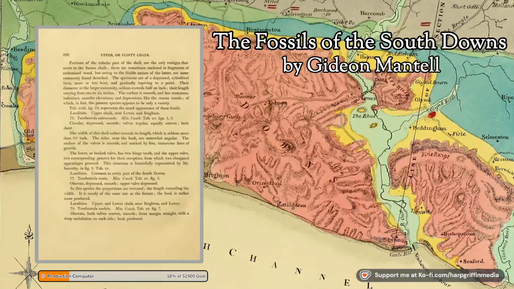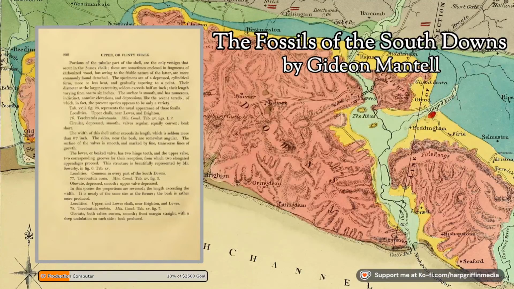77. Terebratula ovata, Mineral Conchology, tablet 15, figure 3. Obovate, depressed, smooth, upper valve depressed. In this species the proportions are reversed, the length exceeding the width. It is nearly of the same size as the former. The beak is rather more produced. Localities: Upper and Lower Chalk, near Brighton and Lewes.